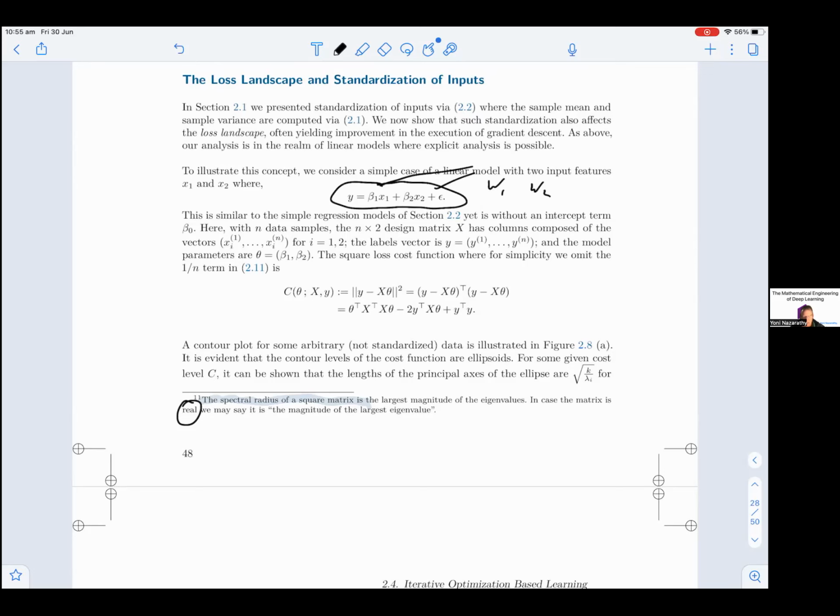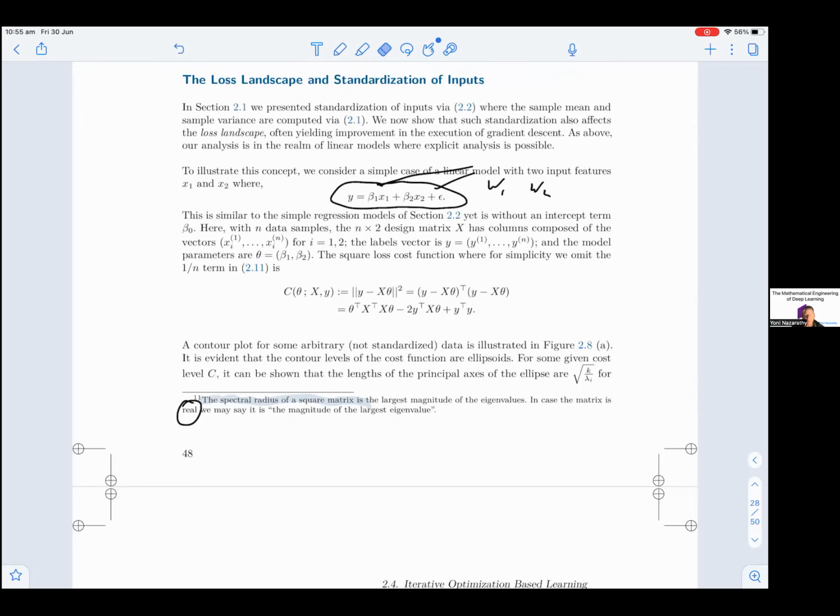This is similar to the simple linear regression model of section 2.2, yet without an intercept term beta 0. Here with n data samples, the n by 2 design matrix X has columns composed of the vectors xi1, that's the first column vector, and xi2, that's the second column vector, for i equals 1 to n. The labels are the vector y, and the model parameters are theta, beta 1, beta 2. The square loss cost function, where for simplicity we omit the 1 over n term, is as follows. So here's again the square loss cost function.